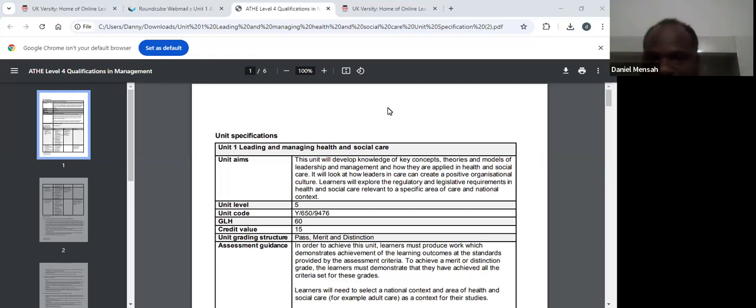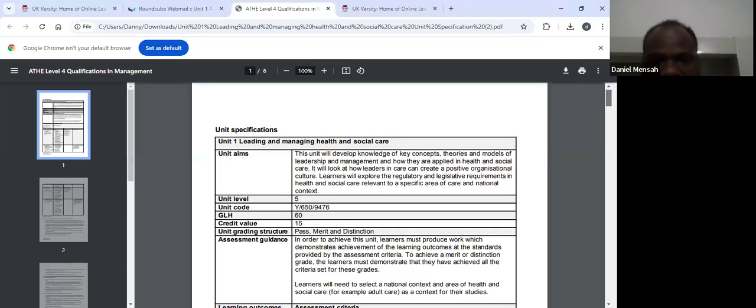And so we're reframing, trying to catch up this week on LO1. So, Olu, my name is Danny Mensah. I'm your lecturer for today. We'll be looking into level 5 qualifications and a unit, Leading and Managing of Health and Social Care within the health sector. And this is generally the assignment brief.